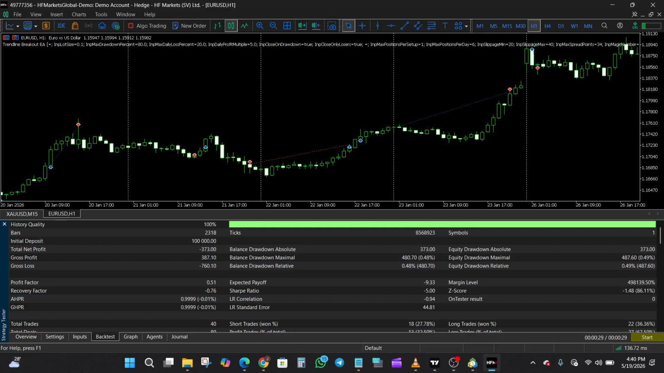All right. Overall, this EA positions itself as a structured breakout system that combines manual chart analysis with automated execution and trade management tools. So it's clearly designed for traders who actively work with trend lines and want automation to handle execution once those levels are defined.